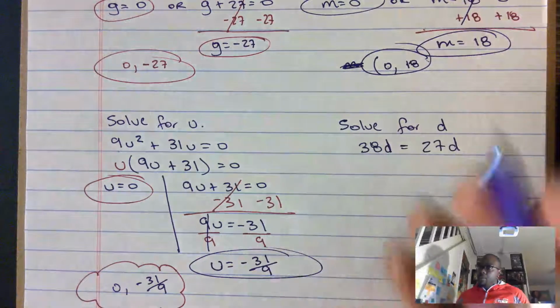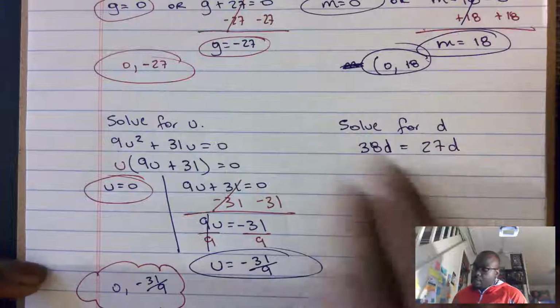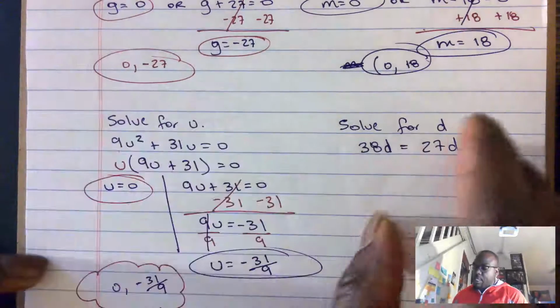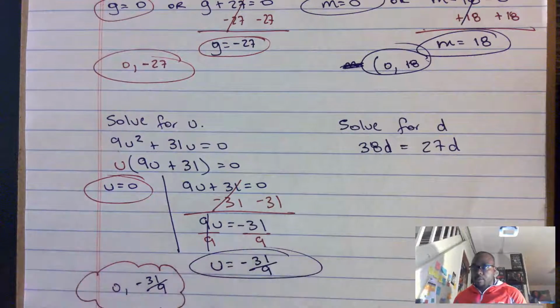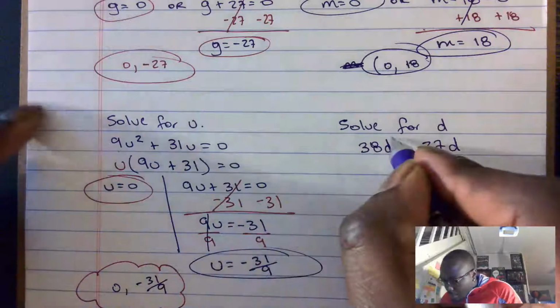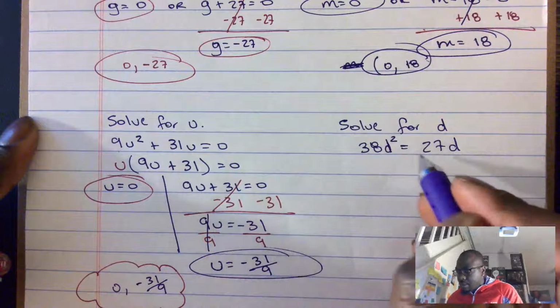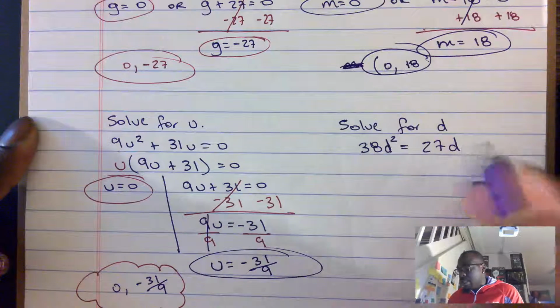Whenever we're solving the equation, you want all your terms on one side, equal to 0 on the other side, in the form ax squared plus bx plus c. This is squared. So we're going to move 27d to the opposite side. How do I do that? By subtracting 27d on both sides.